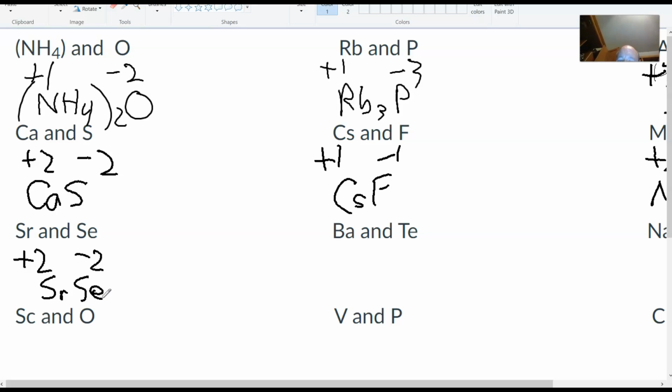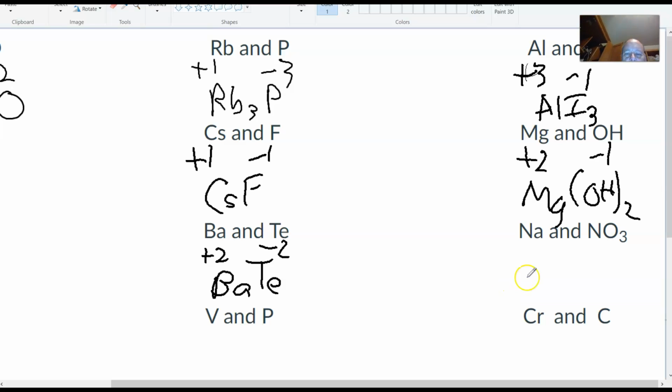And I can look at this and say, well, strontium was in column 2A, barium's in 2A, selenium's in 6A, tellurium's in 6A. I know then that this is going to have a +2 charge, and this is also going to have a -2 charge, just like selenium. And so I only need one of each of these again. BaTe. Oops, not little t though. Barium telluride.